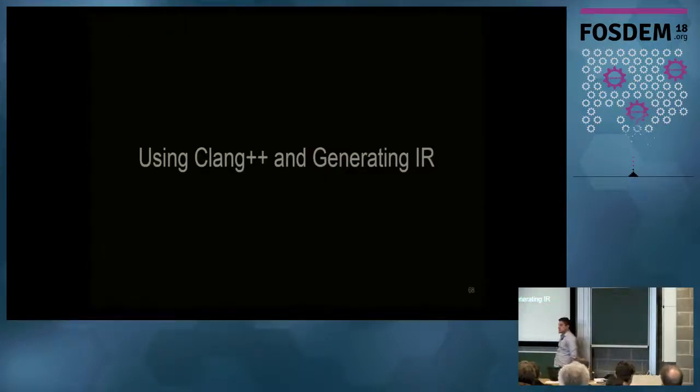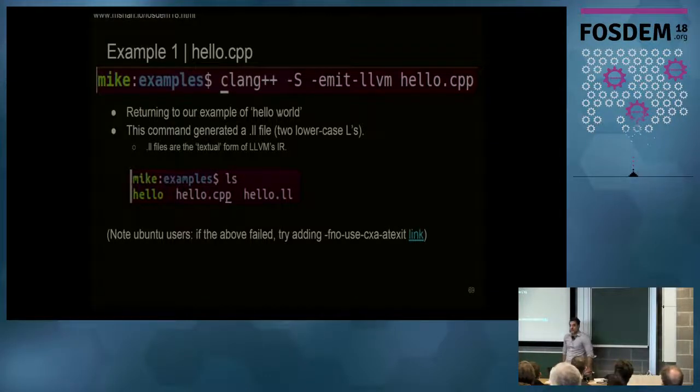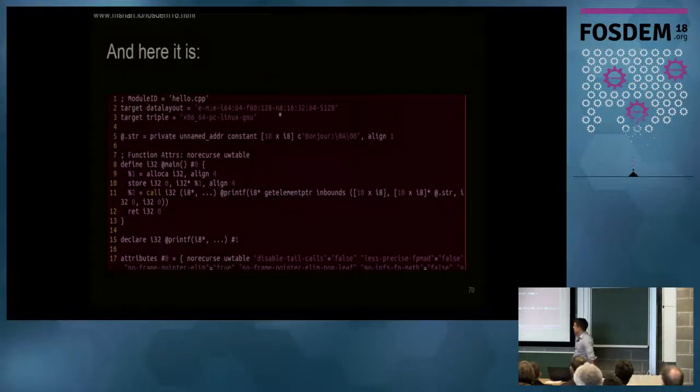Okay, so back to using our tools, using Clang++ and generating some IR. Well, here it is from our Hello World program. I'm emitting LLVM IR. And what I get when I do this is a .ll file, 2 lowercase l's. And this gives me the textual readable form that we had looked at, that branch and that simple add instruction. And here it is. So this is Hello World. There's just a tiny bit more here, but this is all the code that does the work.